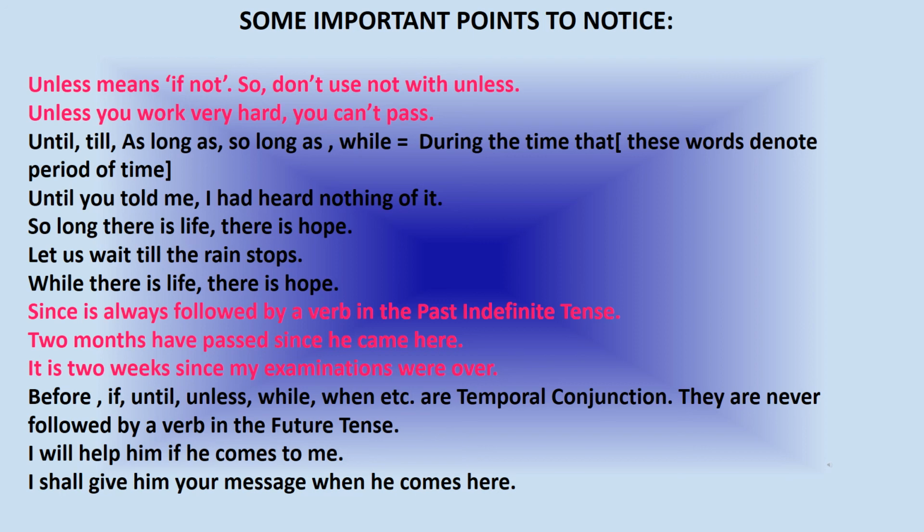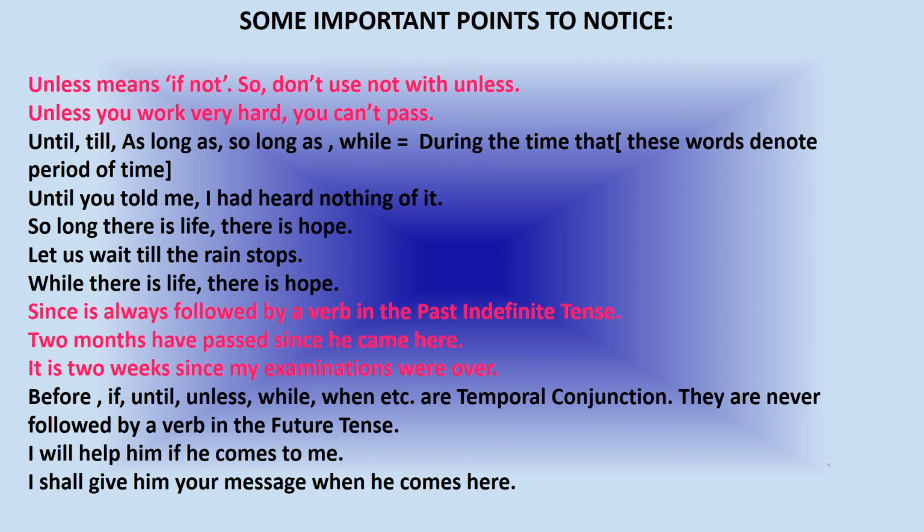Before, if, until, unless, while, when, etc. are temporal conjunctions. They are never followed by a verb in the future tense. For example, I will help him if he comes to me. Next example, I shall give him your message when he comes here. In both the sentences, we are talking about the future, but with the if and when conjunction, what we have done, we have used the first form of the verb.